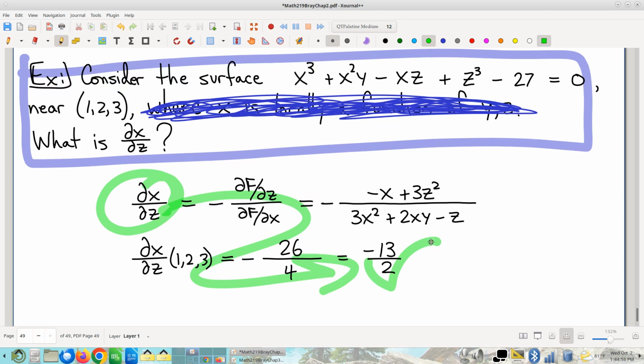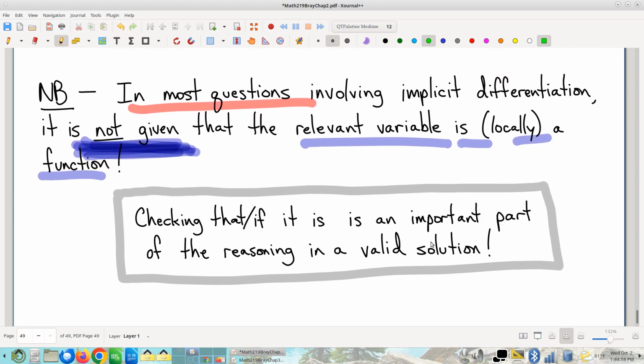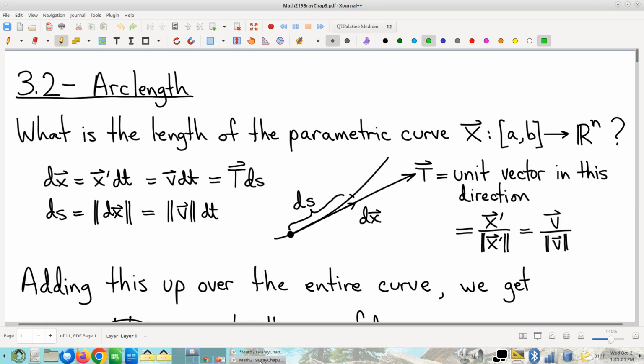Okay. Everybody on board? Everybody comfortable with all of this? Moving along. On to chapter 3. Of course, we've already done 3.1.